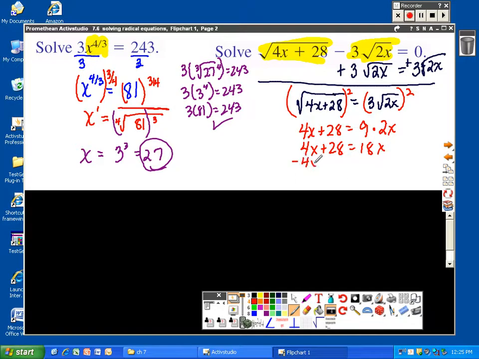Subtract 4x. 28 equals 14x. Divide by 14. X equals 2.